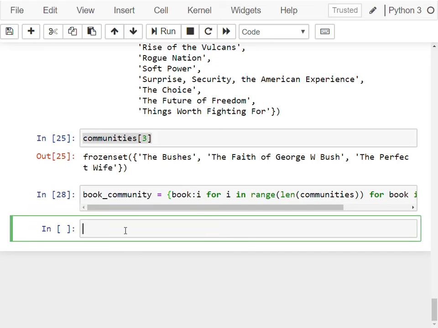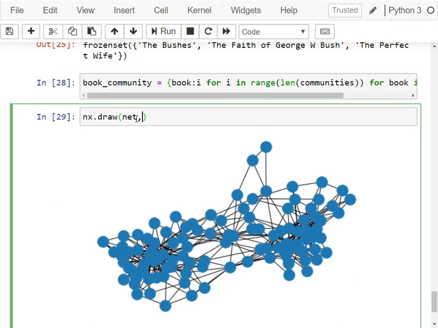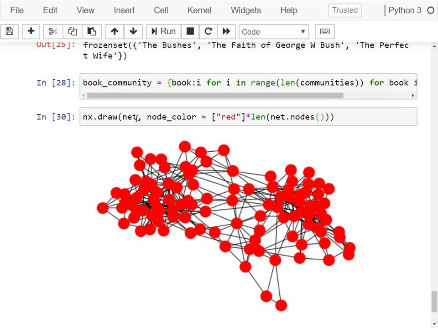Now, when we call the function draw in NX, this function takes the network. It also takes an optional parameter called node_color. But basically, it's a list that indicates the color of each node in the network. Let's say I want to color them to be red. What I can do here is say, okay, I want red and multiply it by the length of the nodes in the network. It basically will make all of the nodes red.